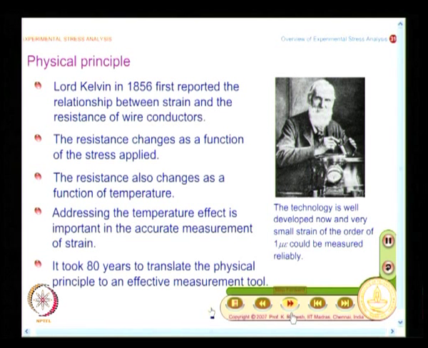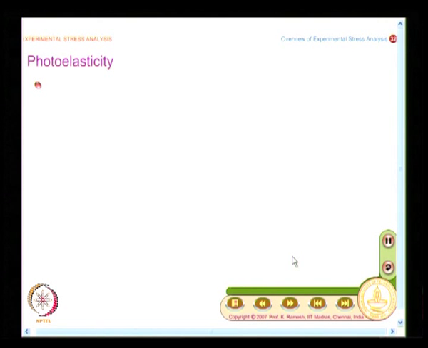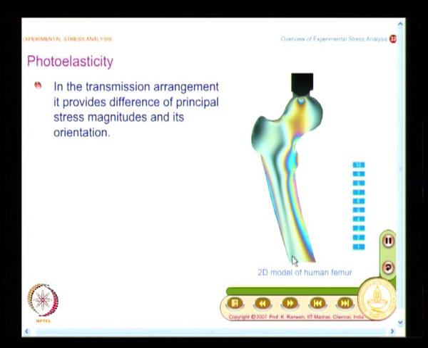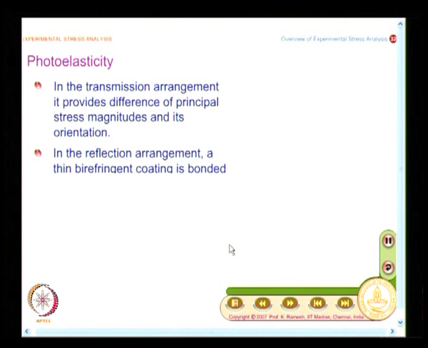Then we move on to photoelasticity, and through this course we will study photoelasticity in detail. Right now, we will confine our attention only to the physical principle and also bring out that you have a transmission arrangement, and this we had seen in the beginning of the lecture also, that you have a 2D model of a human femur which is analyzed by transmission photoelasticity, and you also have a reflection arrangement, and the reflection arrangement is useful for prototype analysis.